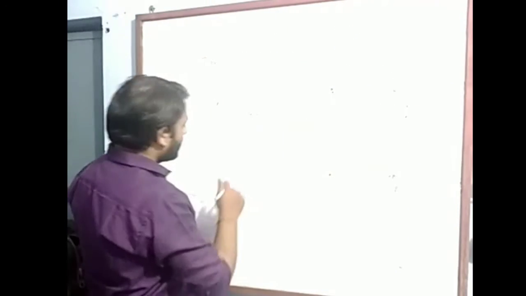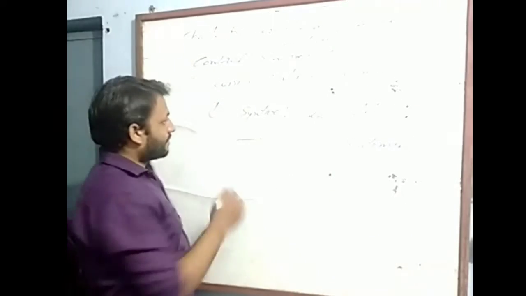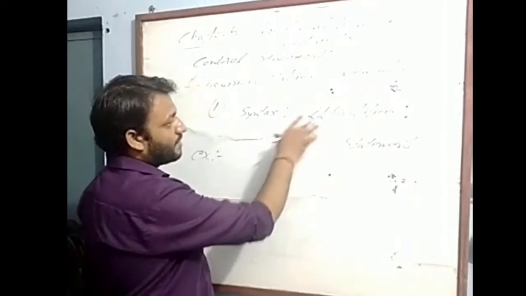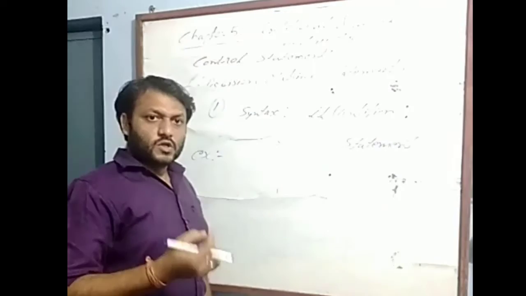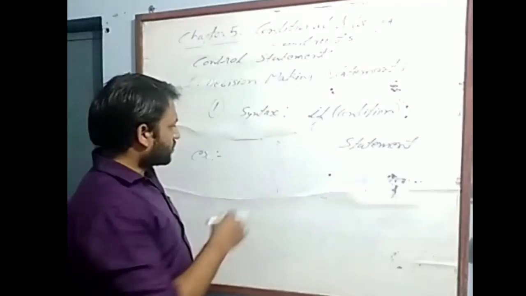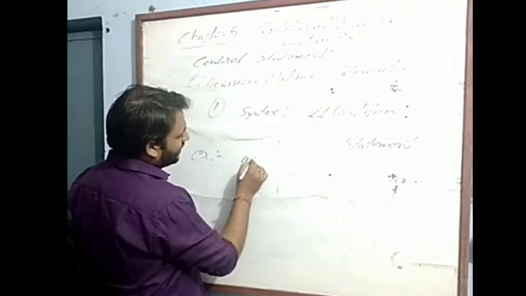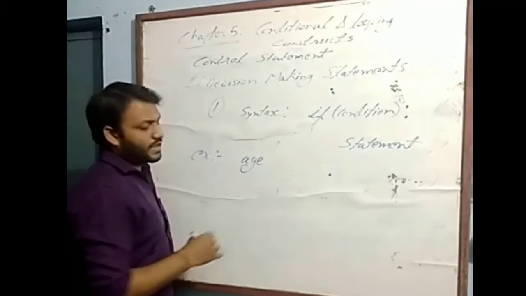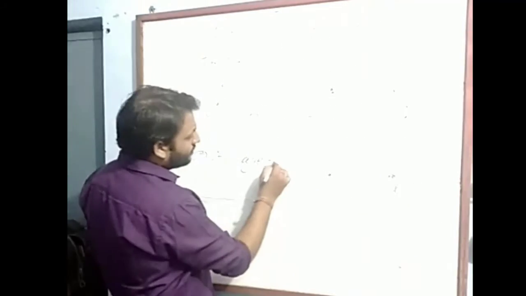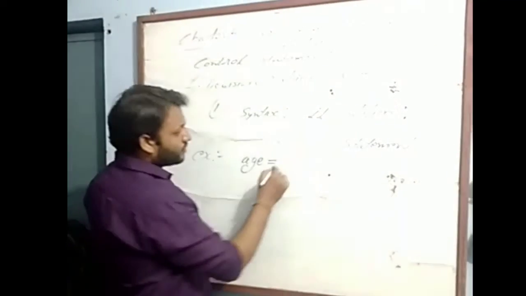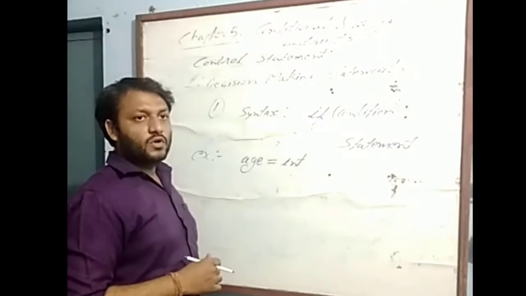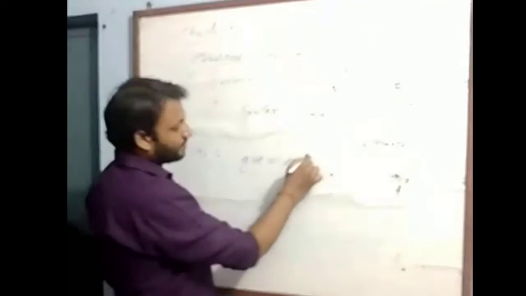Let's see the program: how you can create the program of voter eligibility with the help of the if statement. We will take the input from the user. Like any variable you will create, the variable name is age, and we take the input of age. For that you have to use the int keyword, because we want to input integer type data.